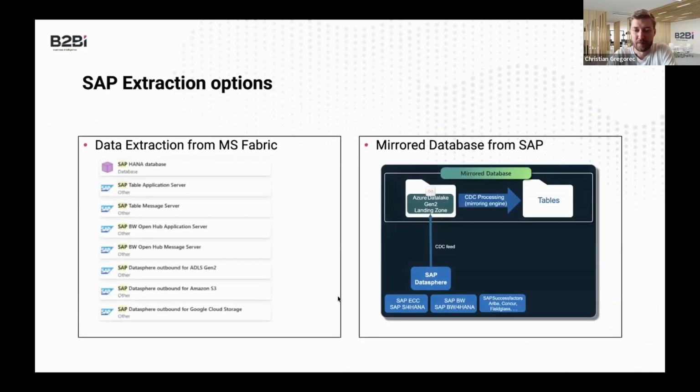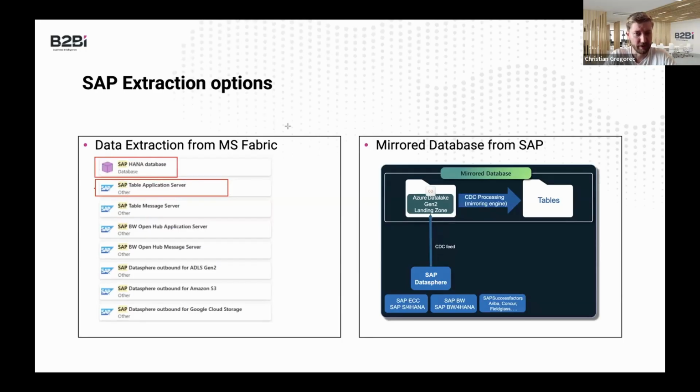So let me just go further. How do we actually do that? Well, Microsoft Fabric offers us two primary ways of getting data out of SAP. The first one is to connect via RFC, as we did here. And to do that, we would be using the table application server. But if you're looking carefully, you also notice that we have the SAP HANA database here, which a lot of systems use.